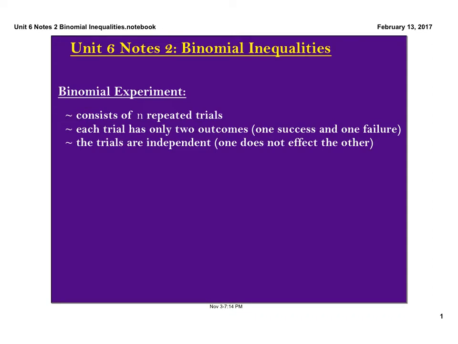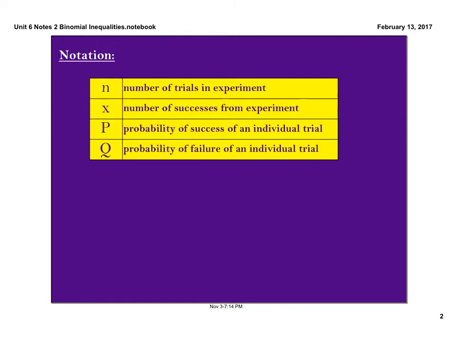But we're still talking about a binomial experiment, which consists of n repeated trials. Each trial has only two outcomes, one success and one failure. That's what makes it binomial. And then the trials are independent of each other. One trial does not affect the next.